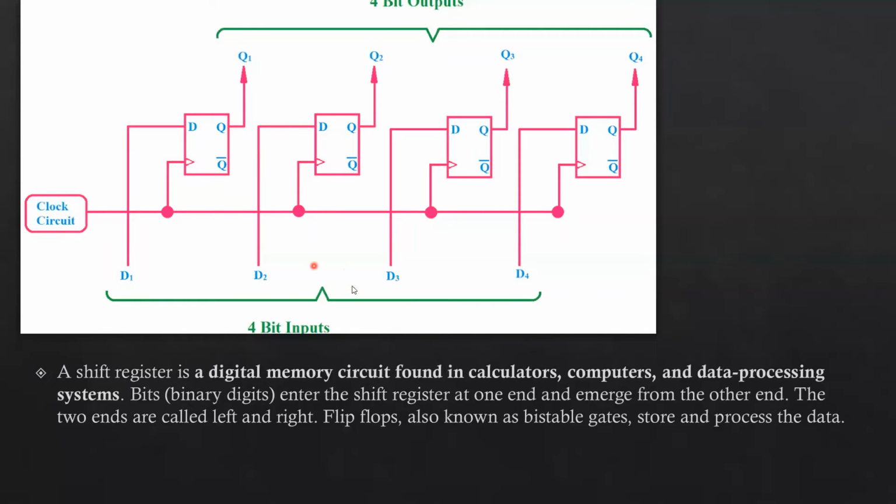And also, a shift register is a digital memory circuit found in calculators, computers, and data processing systems. Bits enter the shift register at one end and emerge from the other end. The two ends are called left and right. Flip-flops, also known as bistable gates, store and process the data.